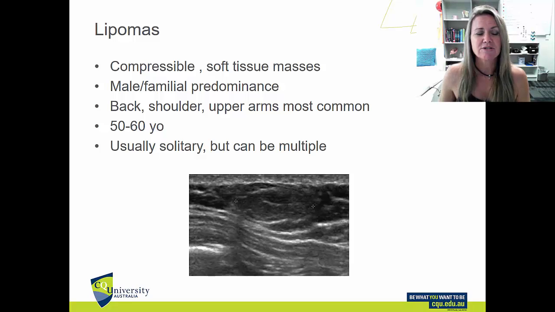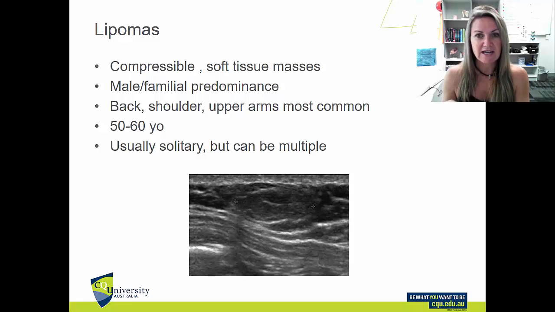Around 50 to 60 years old, although I have found it can be in much younger people, particularly around the arms. I've seen quite a lot around the jaw here as well, where people find just a lump starts occurring. So they can be anywhere, usually solitary, but unfortunately if you do have one, you have more of a tendency to get some more. Now, some are really, really easy to see, and some are very subtle.